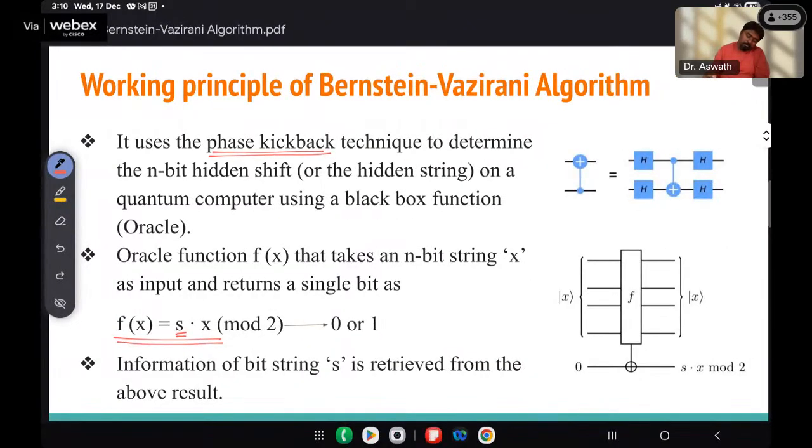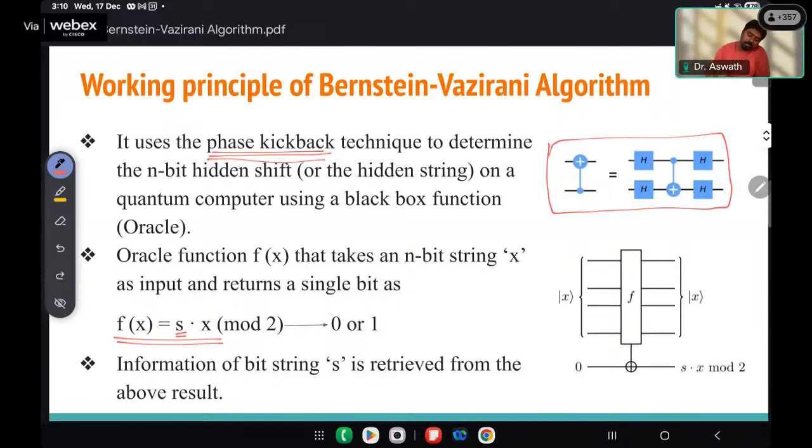Now, before that, there is something else, that is phase kickback. What is phase kickback? It's a technique to determine an n-bit hidden shift or hidden string on a quantum computer using a black box function. Okay, what is a black box function? Just see on the right.